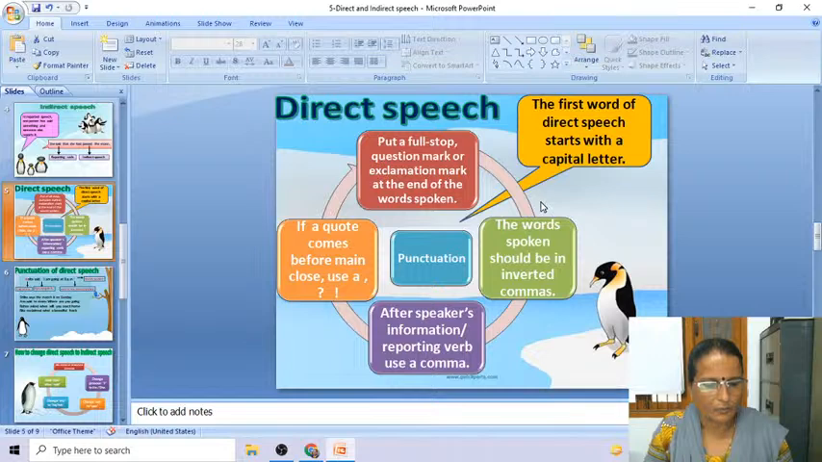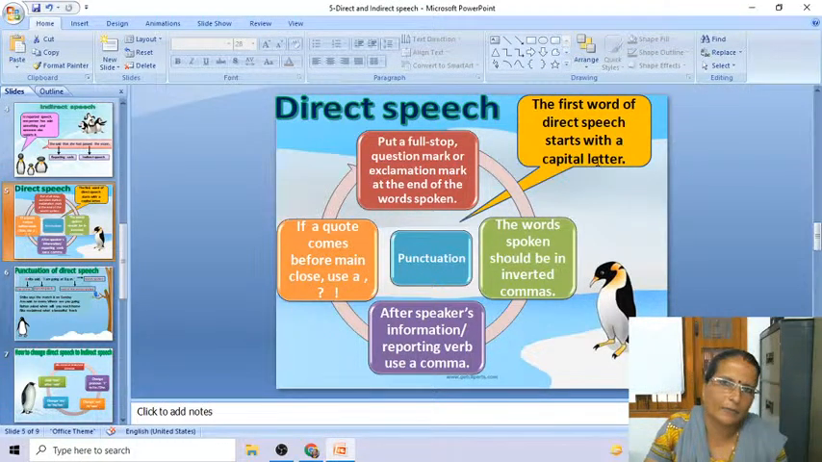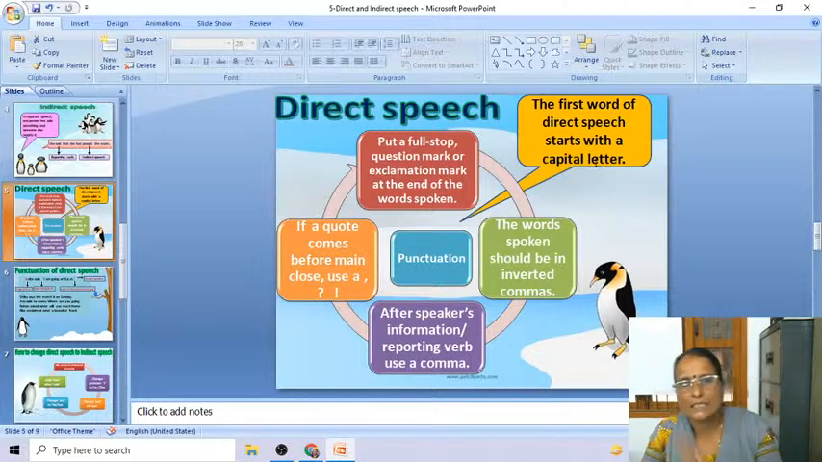Now look at this next point, which is in yellow color. The first word of the direct speech starts with a capital letter. We have to use a capital letter where the dialogue starts. The sentence should start with a capital letter, as well as whatever the person is telling within the inverted commas. Then the words spoken should be within the inverted commas. You have seen it, right?